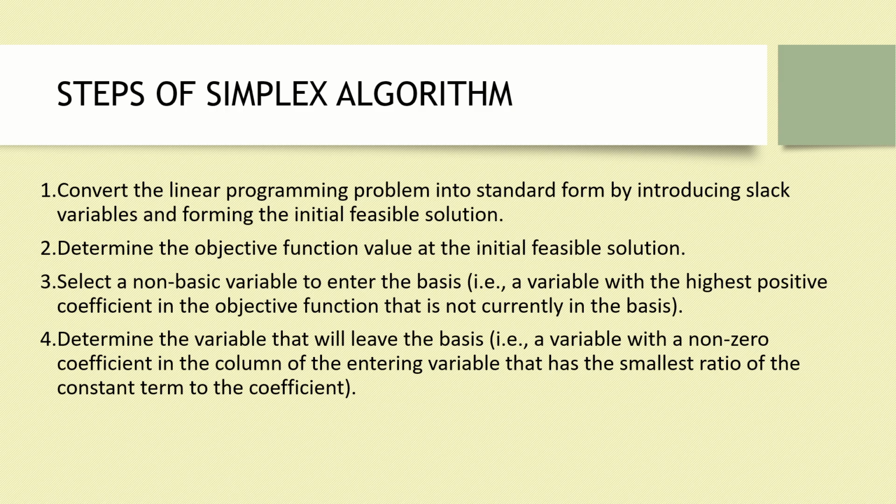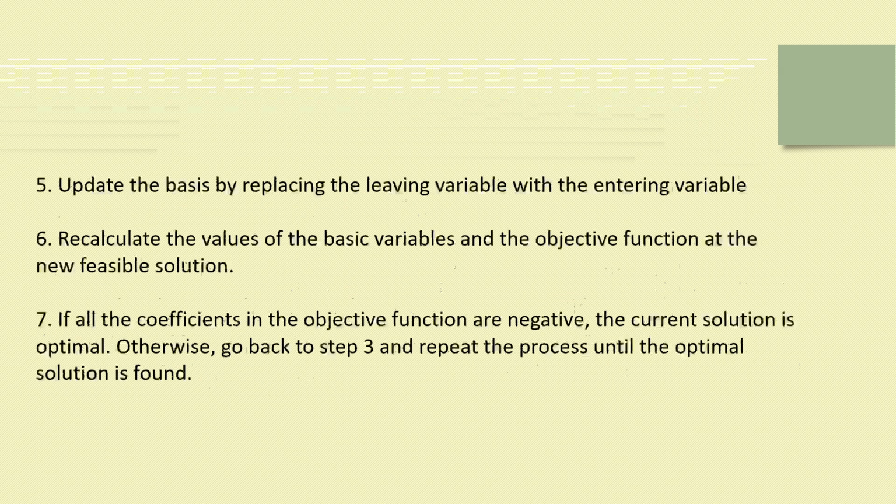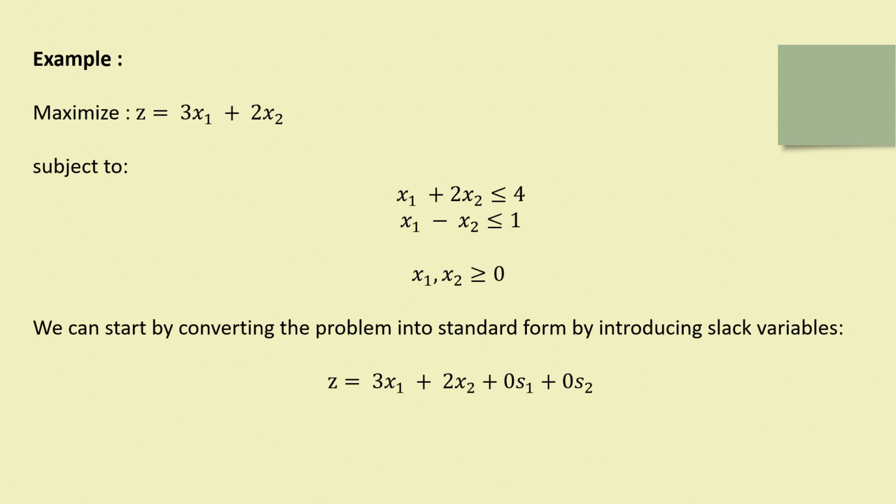And then we determine the objective function value at the initial feasible solution. Select a non-basic variable to enter the basis. Determine a variable that will leave the basis. And update the basis by replacing the leaving variable with the entering variable, and recalculating the value of basic variables and objective function at the new feasible solution. And repeat this step until we reach the optimal solution. So let's see this with an example.